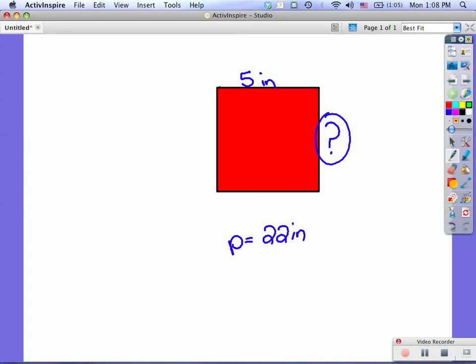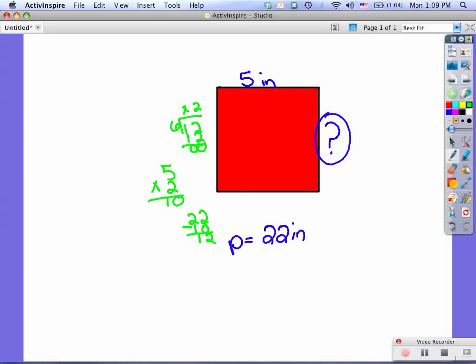So to find the perimeter around the square, you do 5 times 2, and that is 10. And then you subtract 22 minus 10, and that is 12. And then 12 divided by 6 is 2. Or divided by 2 is 6. And then 2 times 6 is 12. And so the side is 6 inches. Okay, so the missing side is 6 inches.